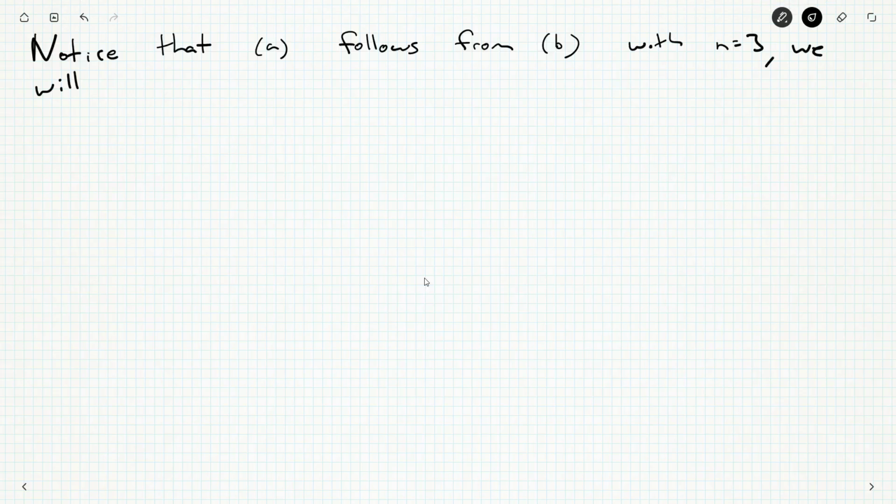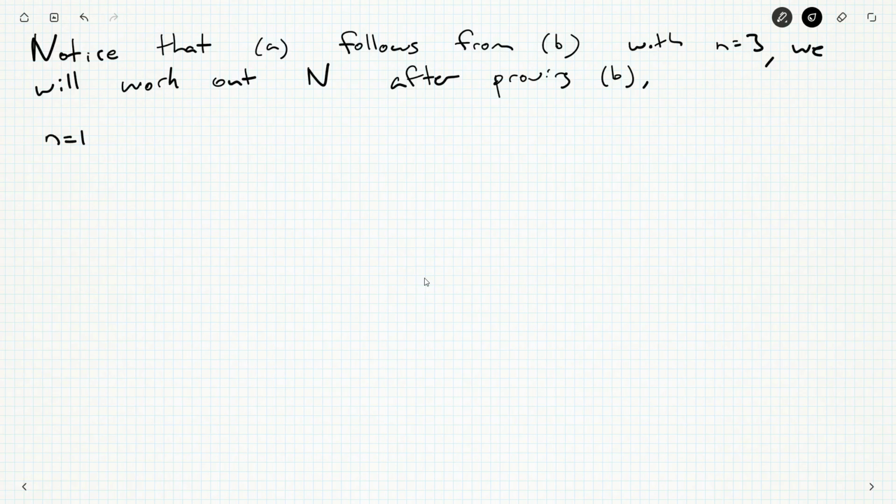We will work out the capital N that they asked for in A after proving B. Okay? So I don't know how to prove B yet, but let's investigate. For n equals 1, we're looking at 2 factorial, and this is bugging me, so I'm going to put a 1 factorial here. Because 1 factorial is just 1, and it doesn't matter.